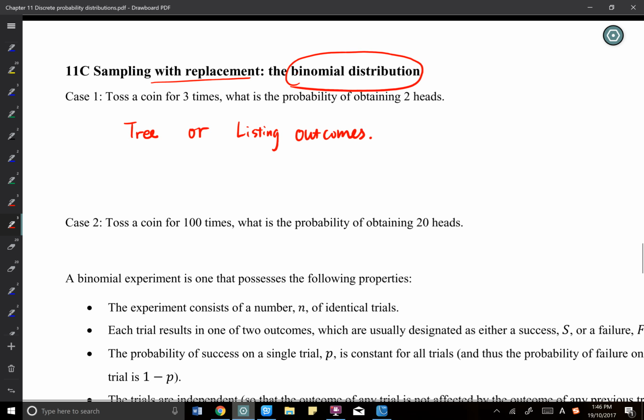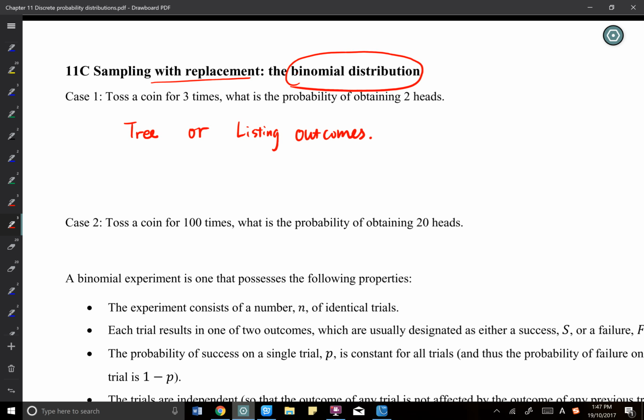Let's have a look at case 2. Tossing a coin for 100 times. What's the probability of obtaining 20 heads? What can you do? If you tell me tree again, yes, you can do it by tree diagram, but the outcomes will be 2 to the power of 20, and then you count them one by one. Oh no, 2 to the power of 100 actually, and then you find where you get 20 heads. There's no way we can do it by what we learn at the moment.